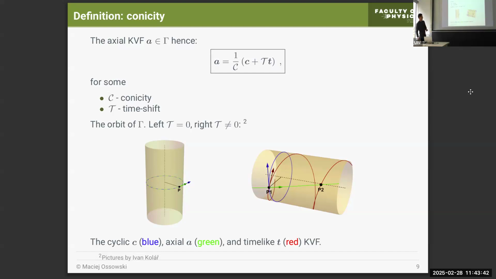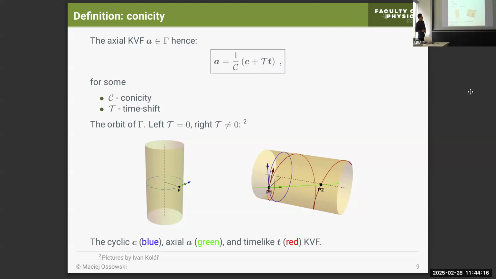This has some consequences. For example, if you would like to use some kind of definition that would be based on integrating the circumference and the radius of this curve, then it's fine, because the orbit of A without time shift is closed. So you at least know that the circumference could be calculated.